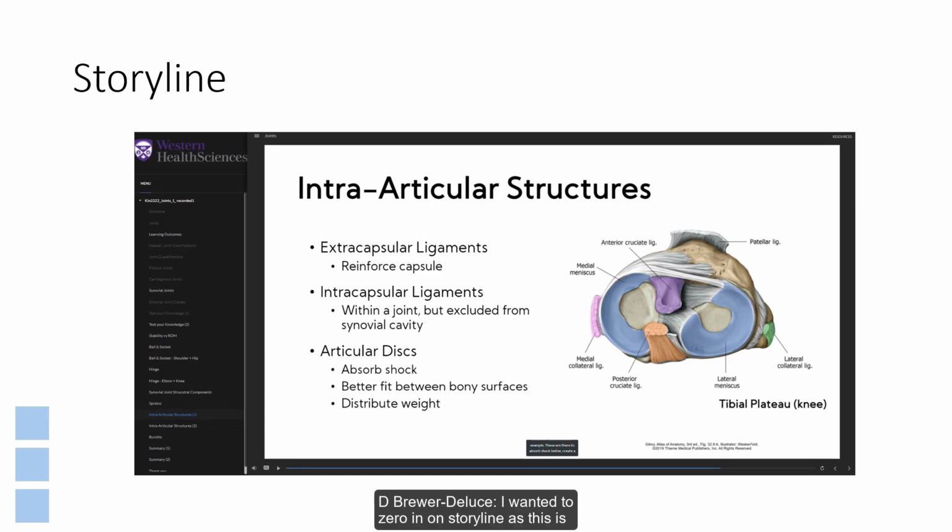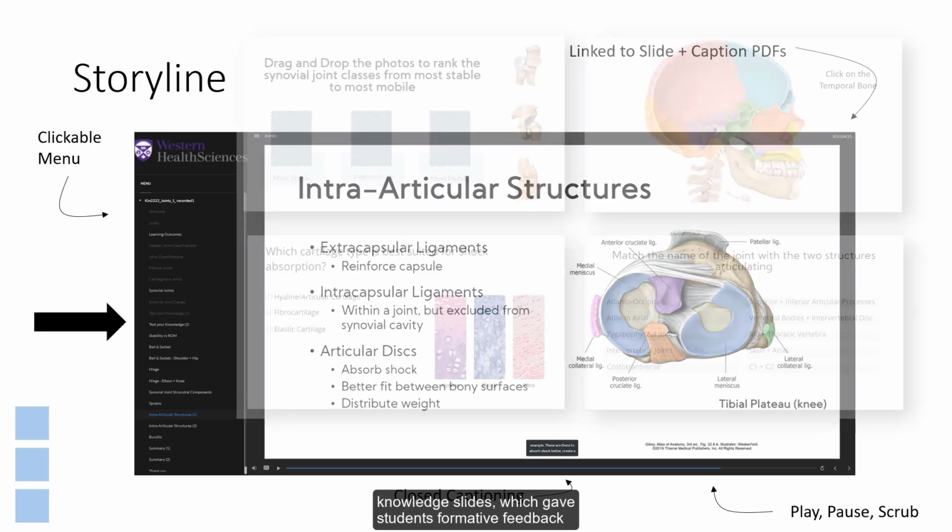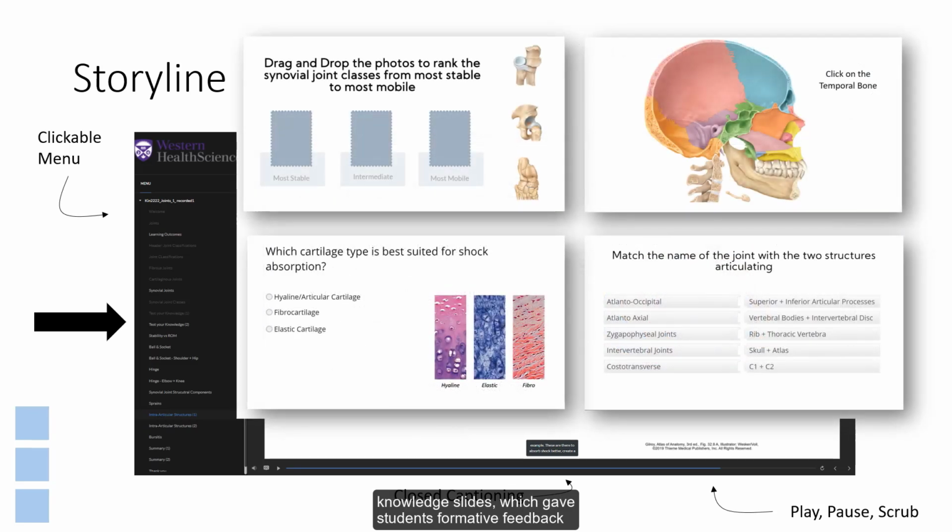I wanted to zero in on storyline, as this is an area of the course where we really leaned on those UDL principles. Within storyline, students have a clickable menu so they can navigate freely through the lecture. We embedded resources to support their success, gave them the option to play, pause, and scrub through content, and embedded closed captioning throughout. We also put in a variety of test your knowledge slides, which gave students formative feedback about their understanding of course content throughout.